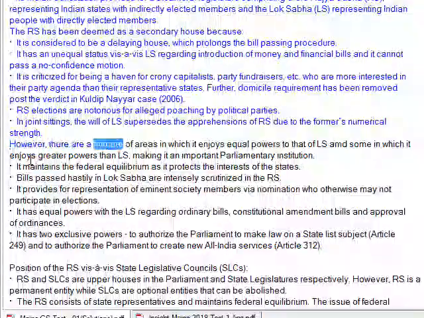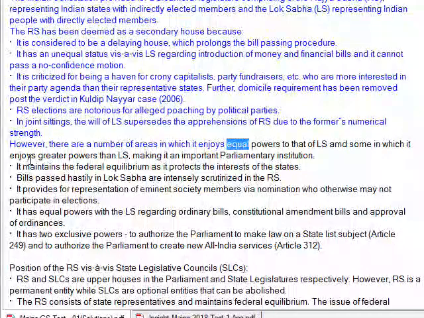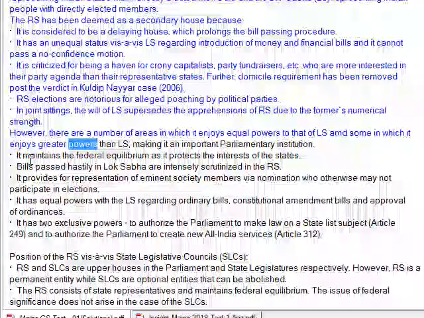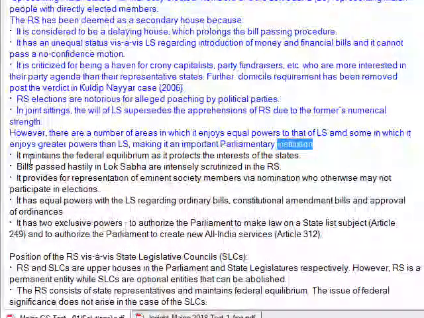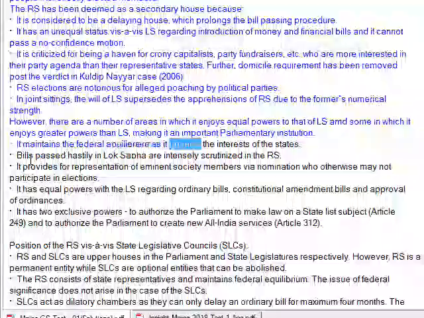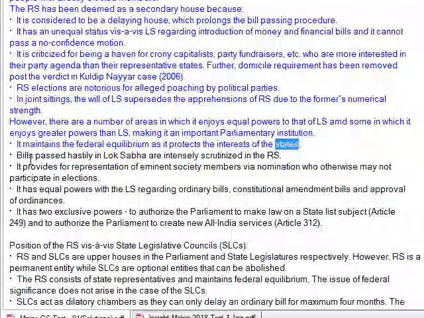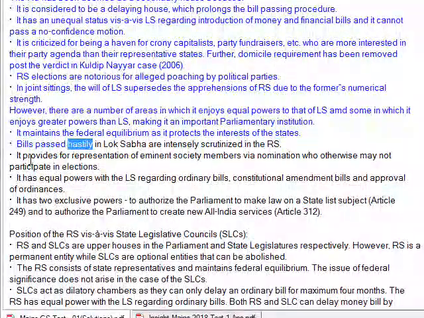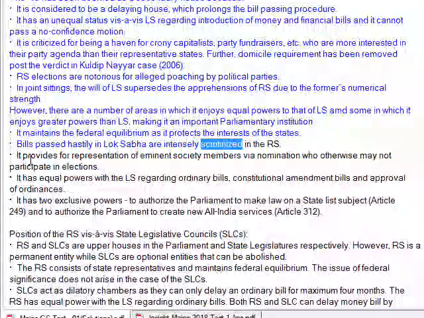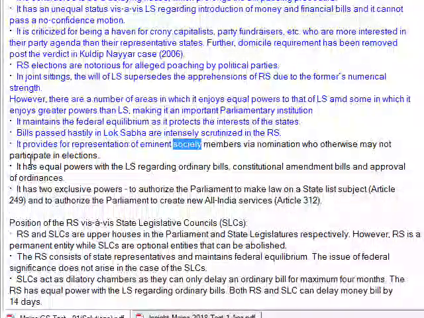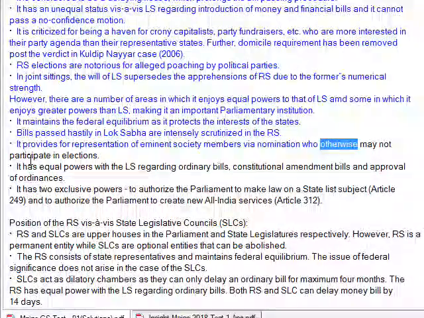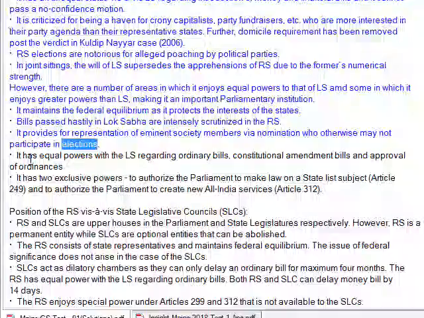However, there are a number of areas in which it enjoys equal powers to those of the LS, and some in which it enjoys greater powers than the LS, making it an important parliamentary institution. It maintains the federal equilibrium as it protects the interests of the states. Bills passed hastily in the Lok Sabha are intensely scrutinized in the RS. It provides for representation of eminent society members via nomination who otherwise may not participate in elections.